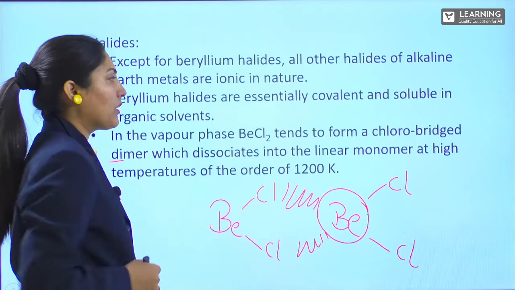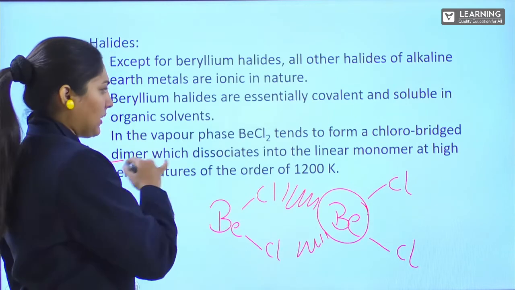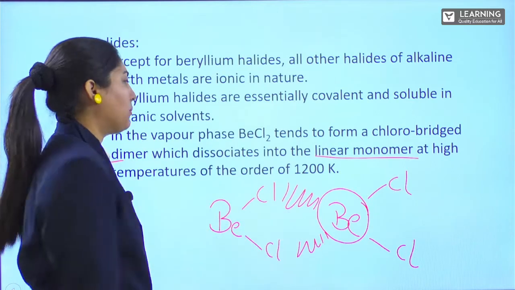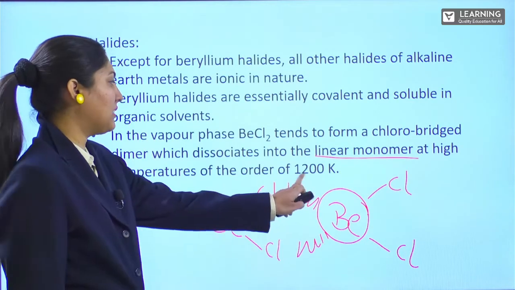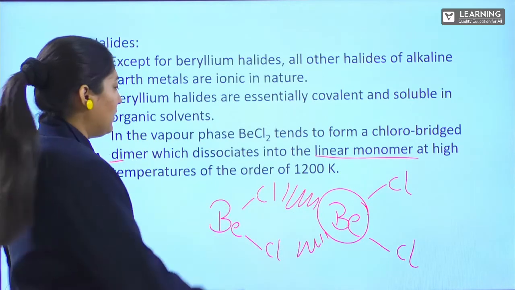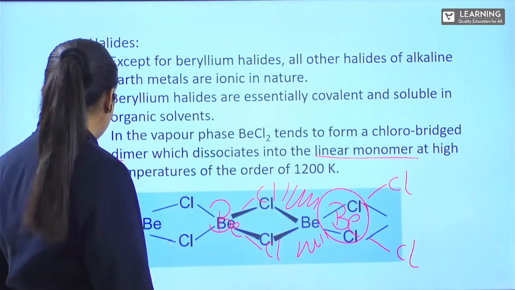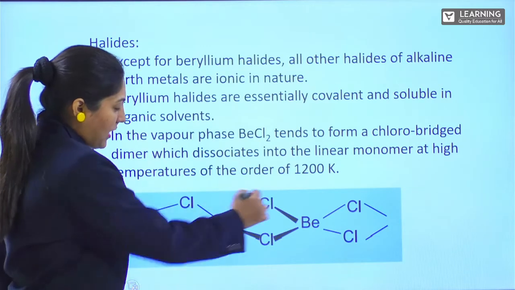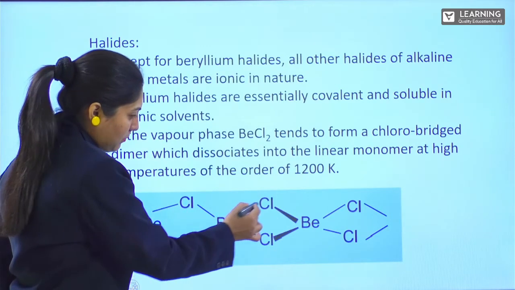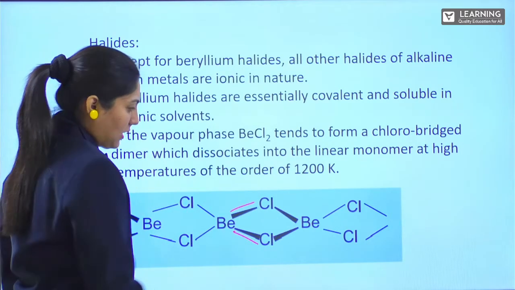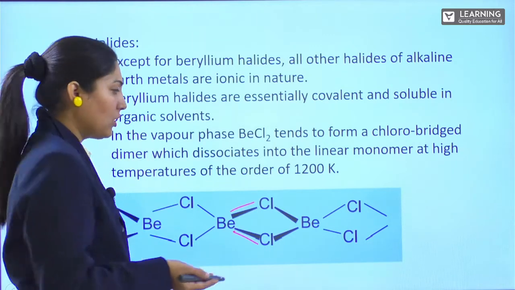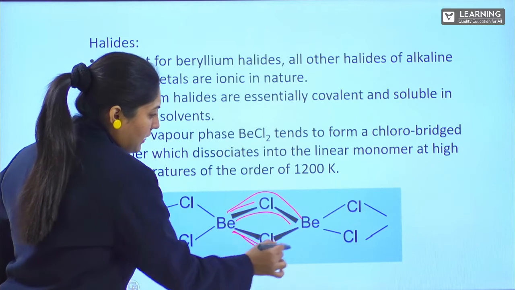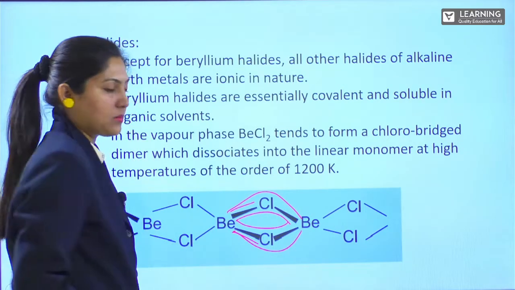Okay, that will be associated with the linear monomer at high temperatures, like we can easily give 1200 Kelvin to form this. You can see here the structure where beryllium chloride is being formed, and this is the attraction, the exact attraction between the other chloride ions. So here this forms the bridge between 2 beryllium atoms.